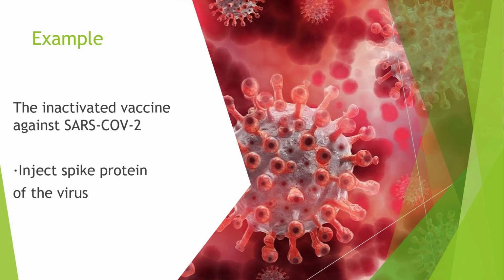Recently, the inactivated vaccine against SARS-CoV-2 began to be used. This vaccine contains recombinant proteins based on the spike protein of SARS-CoV-2. When we get an inactivated vaccine, a bacterium or a virus does not multiply in our bodies, so we cannot get the adequate effect from one vaccination. Therefore, we have to get vaccinated more than once.